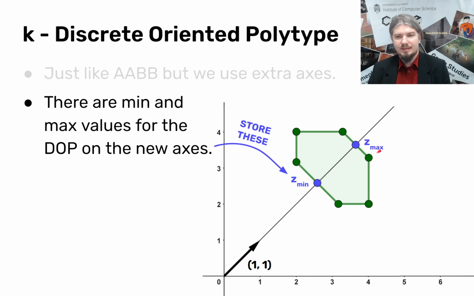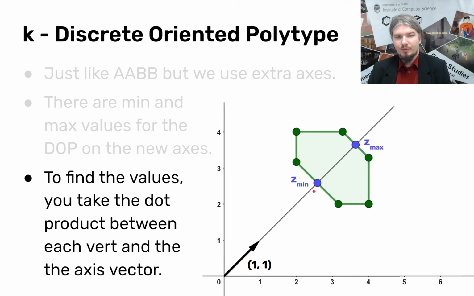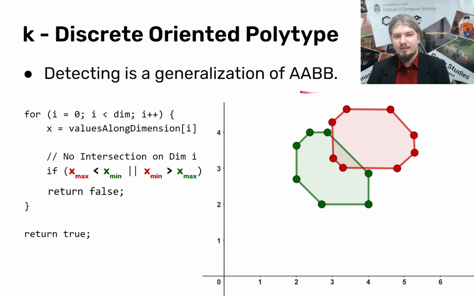and the maximum distance. To find these values, we have to take the dot product between each vertex and this axis vector. This would give us a projection of those vertices onto the axis, and we could just take the minimum and maximum values that we get. Detecting the intersection is just a generalization of the axis-aligned bounding box algorithm that we saw before. So we iterate over every dimension we have defined.